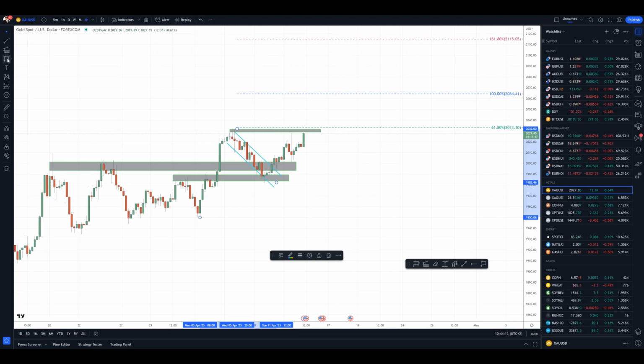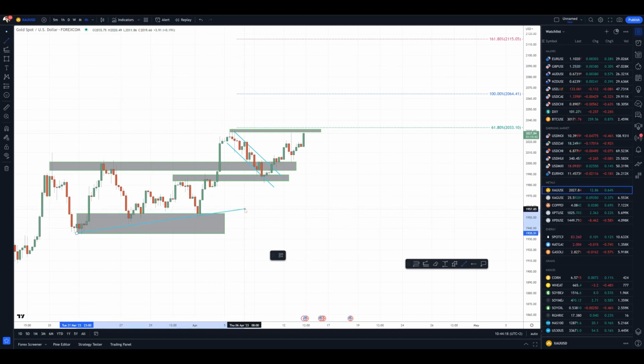So again, the breakout of this consolidation, you can also see the market is building higher lows, and overall I don't see any signs of reversal or any bigger weakness, so there is still potential for further upside on the gold market.